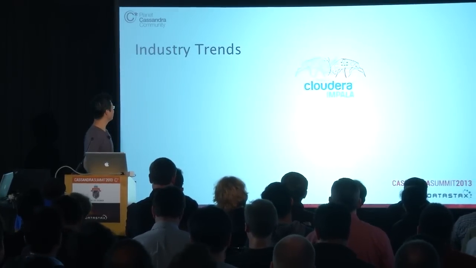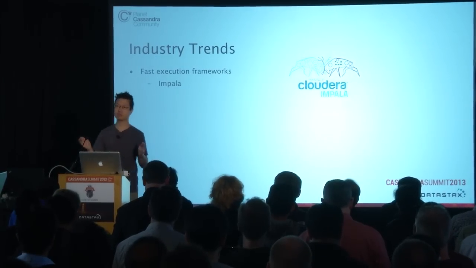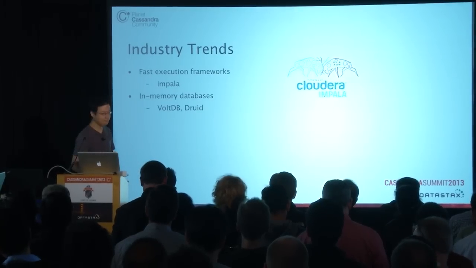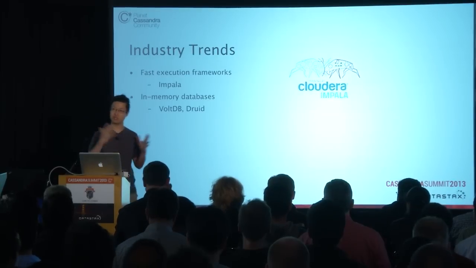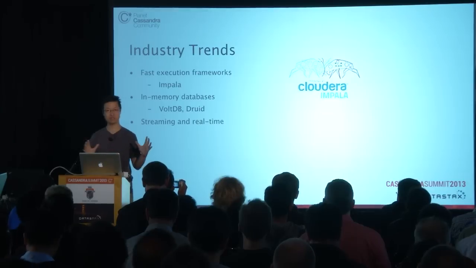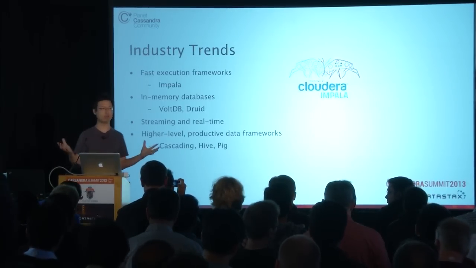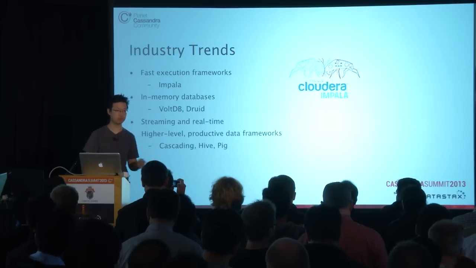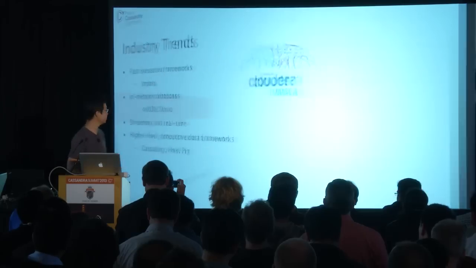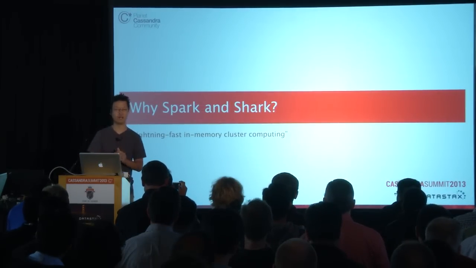So let's have a quick look at industry trends. We're starting to see some fast execution frameworks. Anyone heard of Cloudera and Impala? Pretty interesting project. You have in-memory databases that are coming out. There's VoltDB, Druid. You have streaming frameworks such as Storm that are coming out. Even in the traditional Hadoop data space, you're seeing more and more productive frameworks like Cascading and Pig. So we want to take advantage of all these trends. So we started looking at Spark and Shark. So let's talk about why Spark and why Shark. What is it?